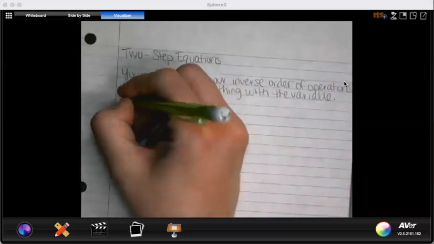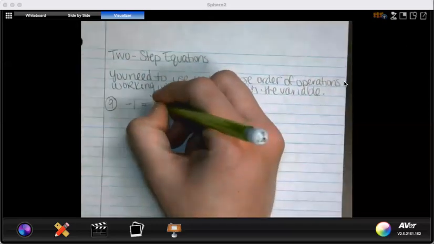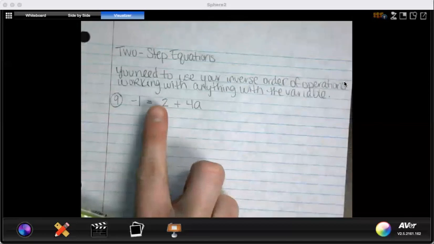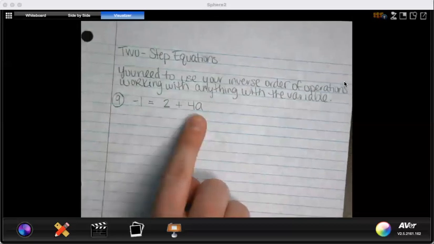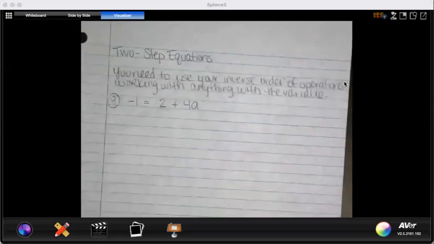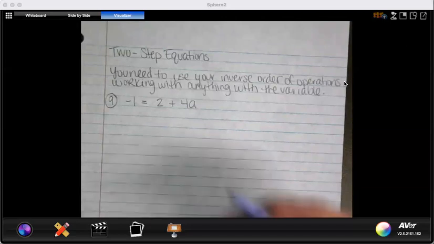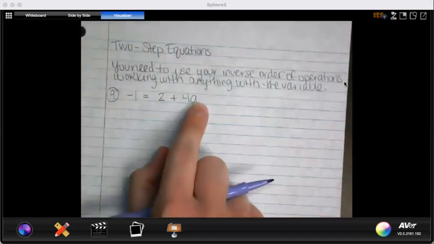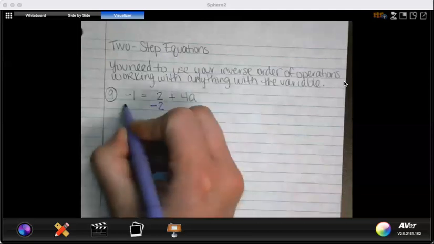So as we look at our first problem, -1 equals 2 plus 4a. As you can see, we have two different things working with our variable. We have a 2 and we have the 4. Now we have to think about what operations are happening here. The 2 is being added and the 4 is being multiplied to the variable. So in order to solve this, you have to kind of work outwards, inwards. So you need to work with what is not attached to the variable, but on the same side as the variable. So in that case, that would be the 2. The 2 is not attached to the a, but it's on the same side as the a. So that's the first thing we want to get rid of. And we're going to subtract 2 to both sides.